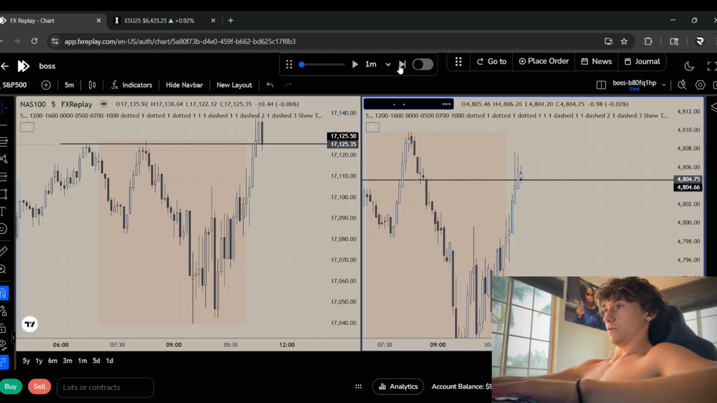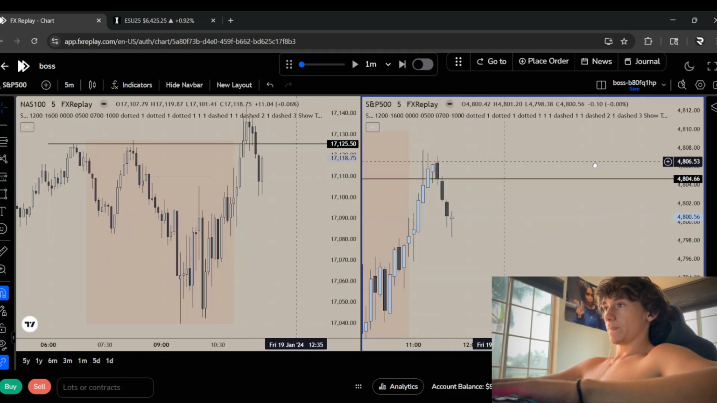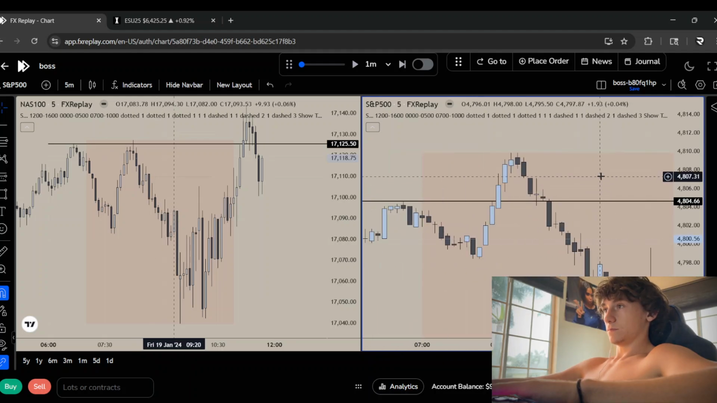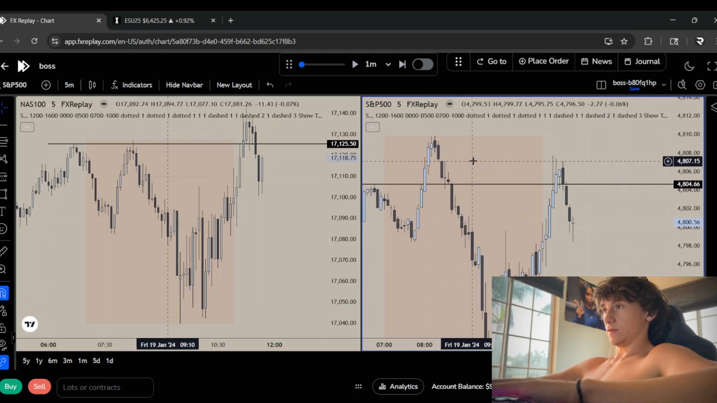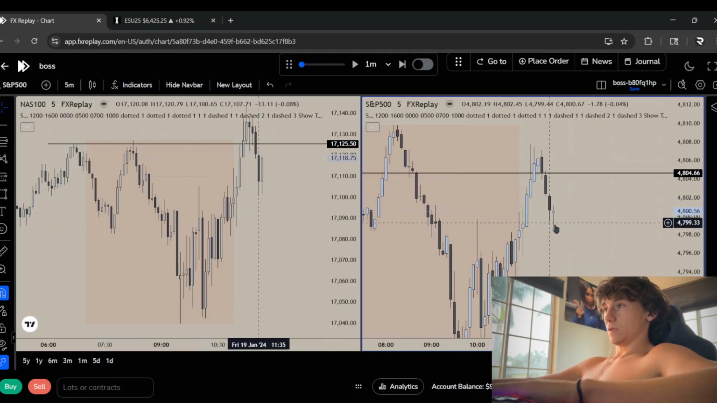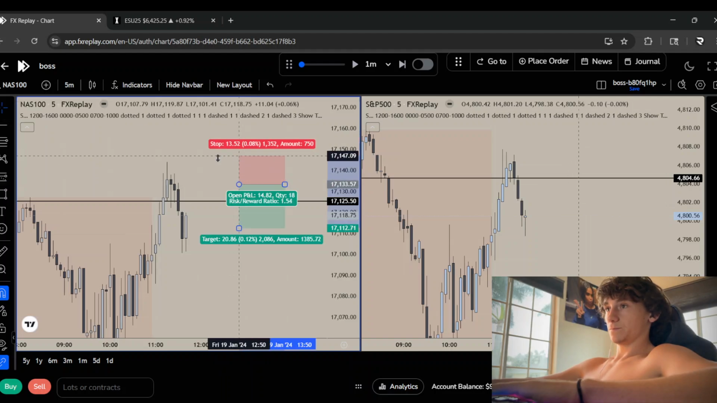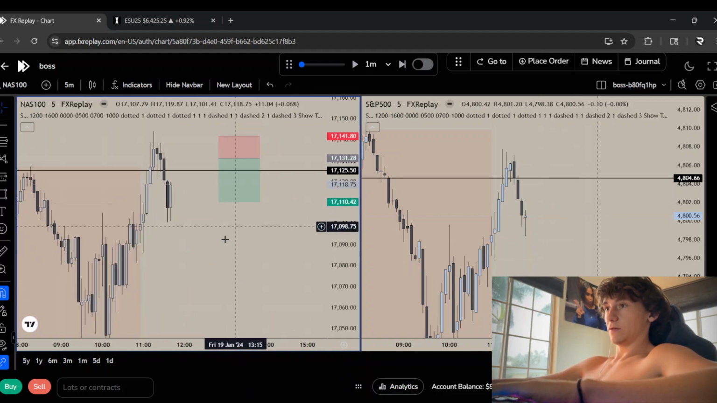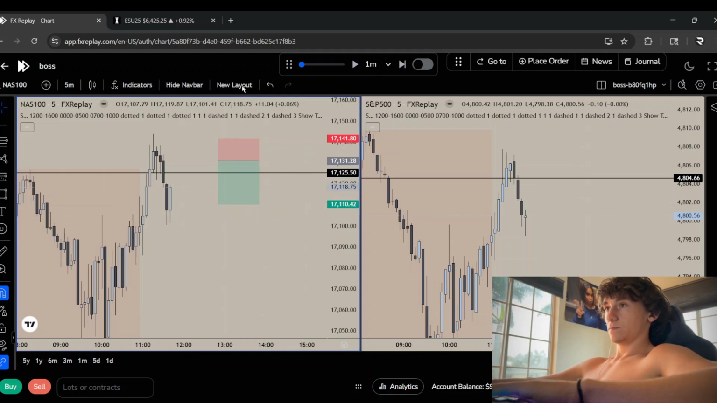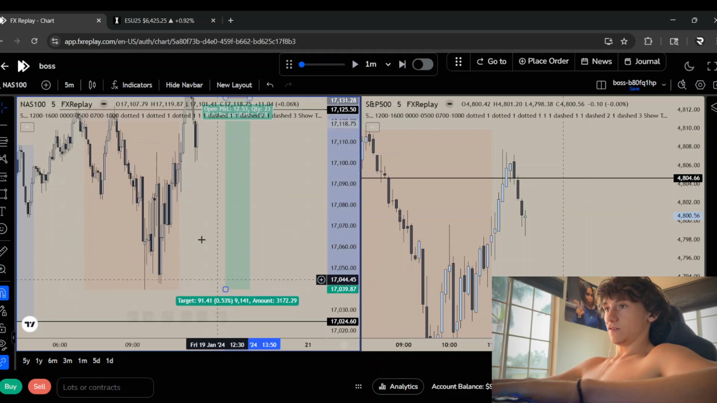Let's see if we get a reversal here. So we do. Okay. So it fills in this 5 minute gap right there. And then we get a reversal. And we could have entered there. Okay, okay. Entered, stop there. Possibly target down there.